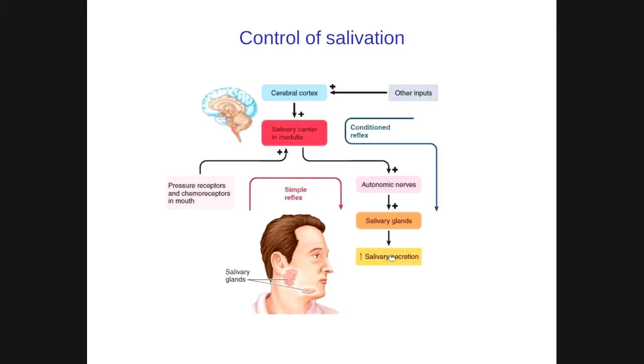Now, what could stimulate this? Of course, part of the stimulation is once the food is inside the oral cavity. The pressure receptors and chemoreceptors that are sensing the food inside your mouth will stimulate the salivary center in the medulla, and this will cause the vagus nerve to stimulate the salivary gland, secreting the saliva that will start. In addition, the salivary center could be stimulated by the cerebral cortex and other inputs. For example, thinking about food can increase salivation.